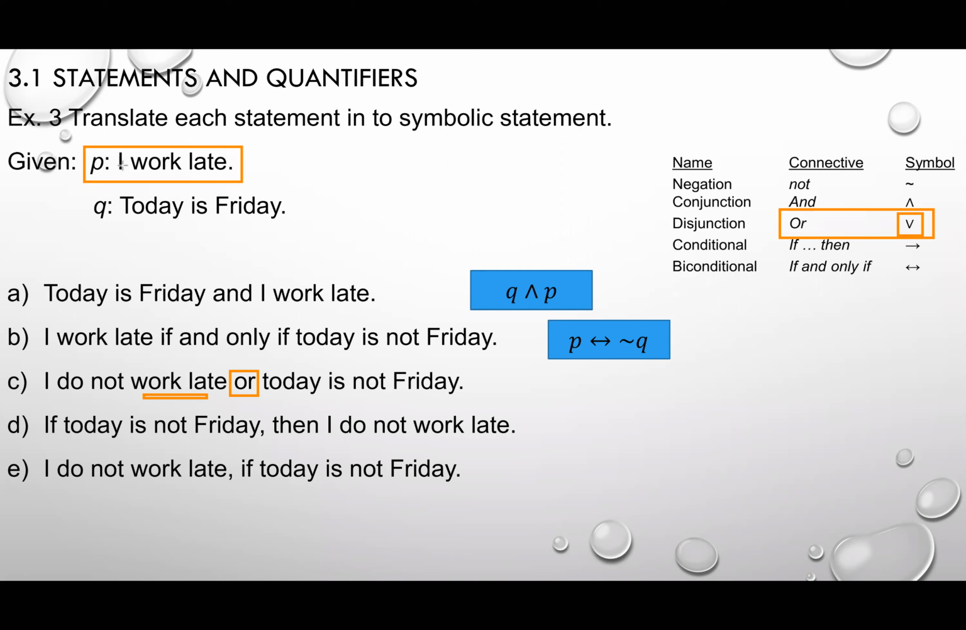But my P says that I work late, and this thing here says I do not work late, which is the opposite of I work late. Everybody see that in C, we have to negate the P and we have to negate the Q, because the Q here is also not. To negate them, the symbolic for negation is the squiggly line, which is the negation of P, I do not work late, or, which is my connector, today is not Friday. So question with this item here, in terms of how I have the symbolic.